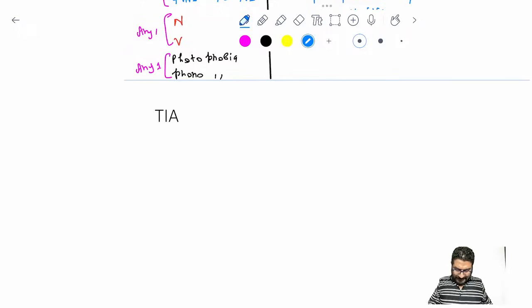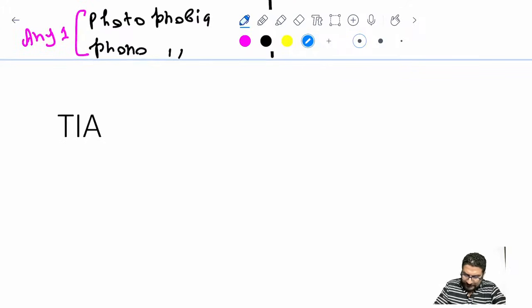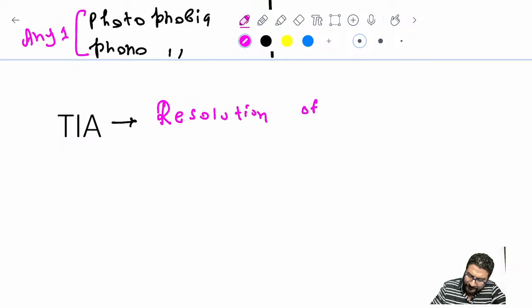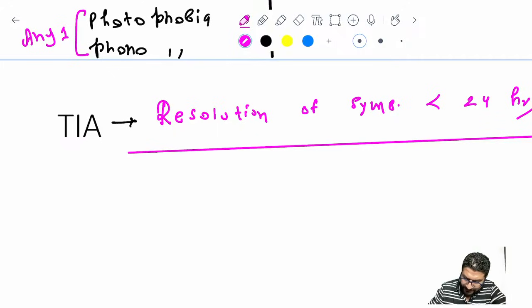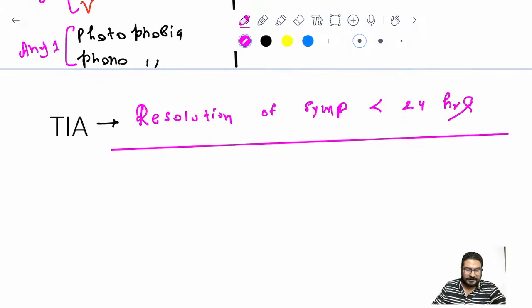TIA means transient ischemic attack. TIA से आपसे क्या क्वेश्चन पूछते हैं? They ask you TIA. It is nothing, it is resolution of symptoms in less than 24 hours. स्ट्रोक वाले सारे सिम्टम अगर 24 घंटे में ठीक हो गए, if all the symptoms of stroke resolve in 24 hours, then it's TIA.